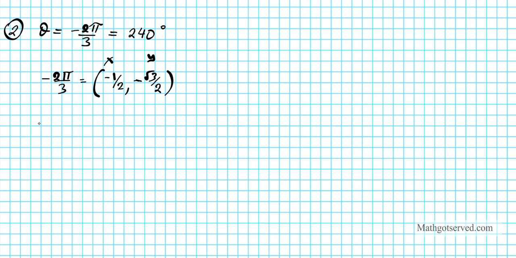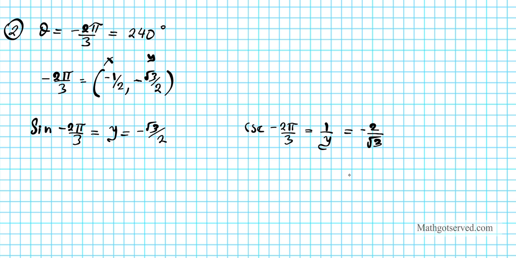So let's start with sine. Sine of negative 2 pi over 3 is your y coordinate, and your y coordinate is negative root 3 over 2. Okay? Now the reciprocal of sine is cosecant. So cosecant of negative 2 pi over 3 is 1 over y. We're going to reciprocate this, which is negative 2 over root 3. We can't have square roots in the denominator, so we'll rationalize the denominator, root 3 and root 3. And that yields negative 2 root 3 over 3.